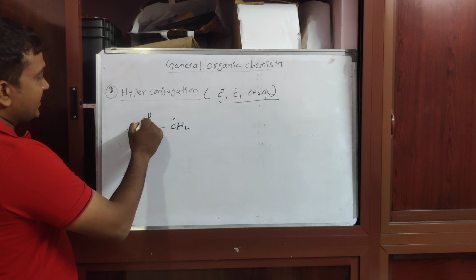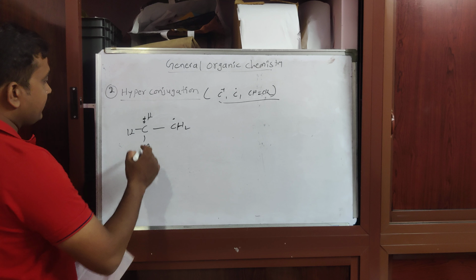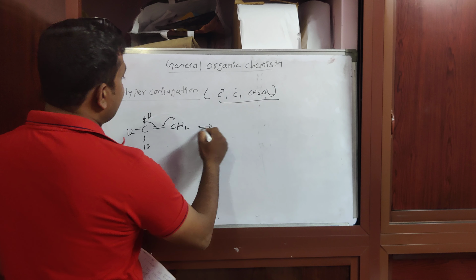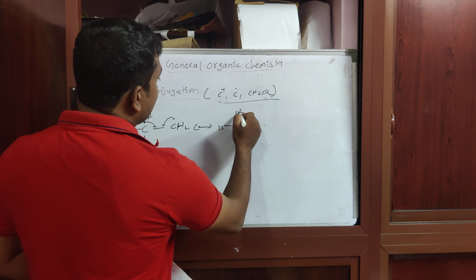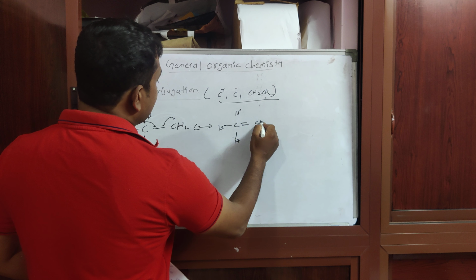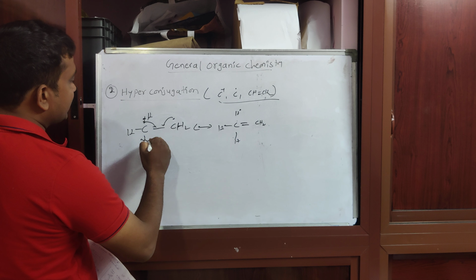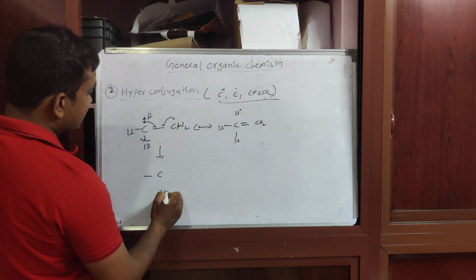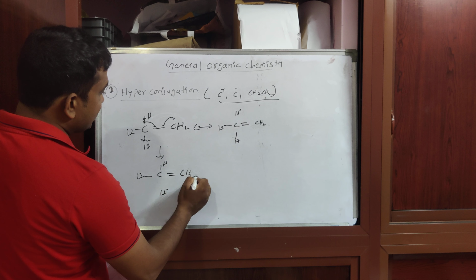This will break into two radicals, then the radical shifts to this one, and this radical shifts to this one. Then it will form a double bond and form CH2. If you break this one, what will form? This is the radical, this will form the double bond, then it will form CH2.